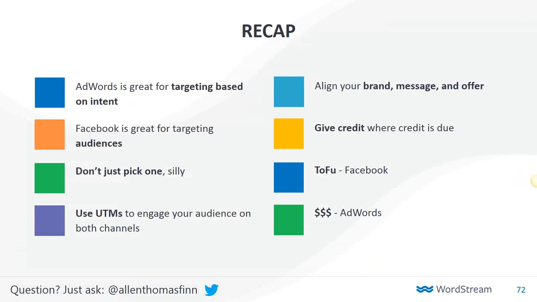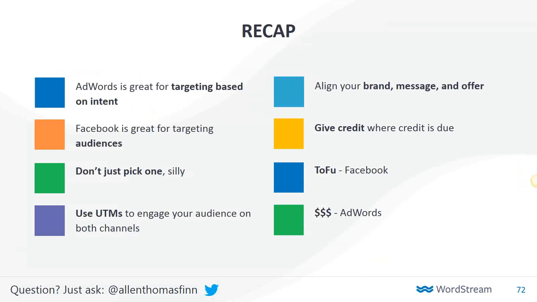AdWords is absolutely fantastic for targeting. You shouldn't just stick to one. Instead, you should leverage them in concert to maximize the value of your online advertising. To do this, you use UTM parameters to make sure that you can engage an audience in multiple places. You want to align your brand message and offer across platforms, and you want to make sure that you're giving credit where credit is due so you can optimize more effectively.